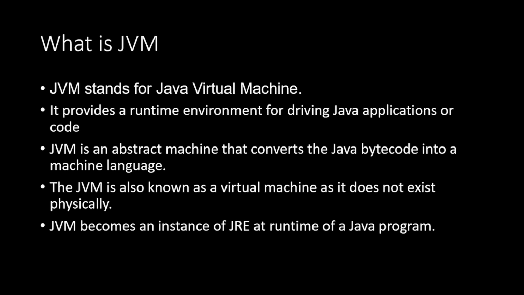It's also known as a virtual machine, and it does not exist physically. The JVM becomes an instance of the JRE at runtime. And what is the meaning of that? When we are running a Java program, the JRE creates an instance of the JVM in order to provide a runtime environment for this Java program. So, if the JRE runs 3 Java programs, then it will create 3 JVM instances in order to provide a runtime environment for all the 3 Java programs.